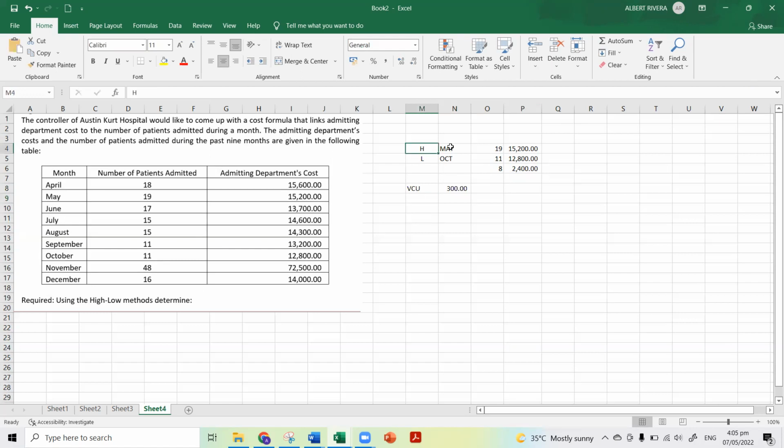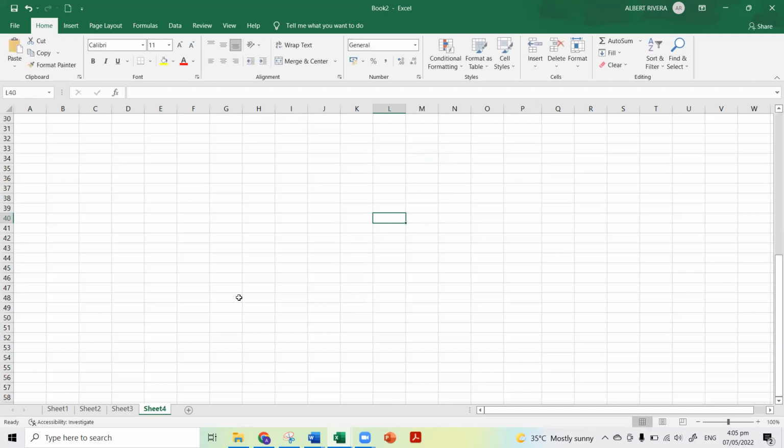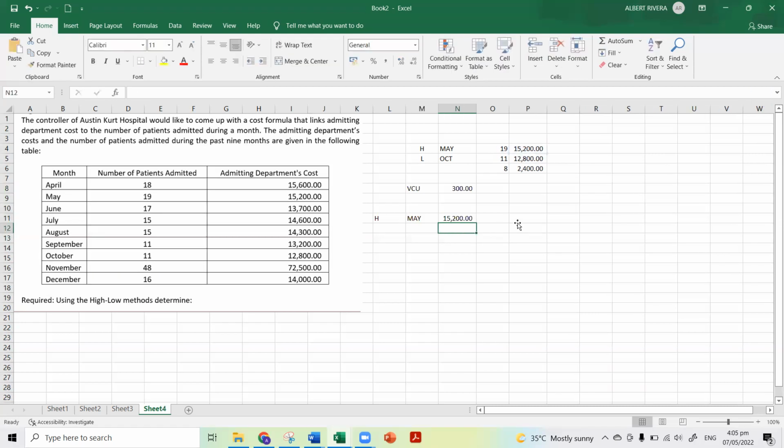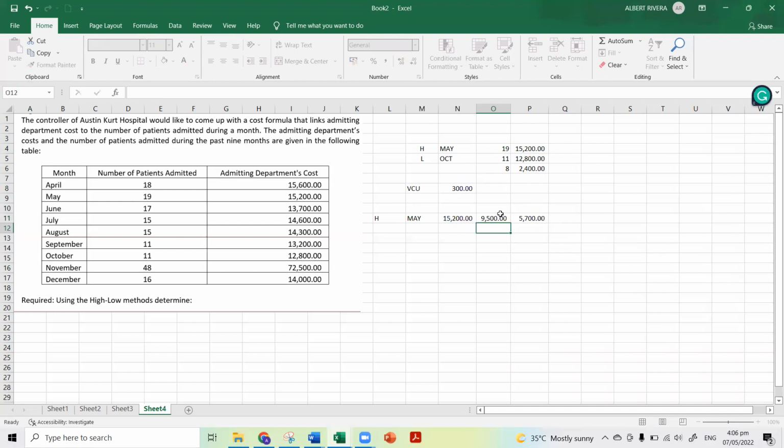So, gagamit ka ng isa. Isa lang gamitin mo, okay na. Okay, the highest point, let's say May, yung ginamit mo. So, the total cost for May ay 15,200. While the variable cost for May is 300 times 19. Okay, so that is 5,700. So your fixed cost here is 15,200 minus 5,700. And that is 9,500.